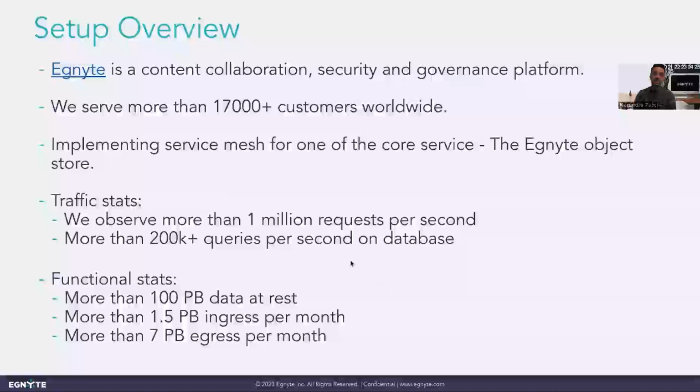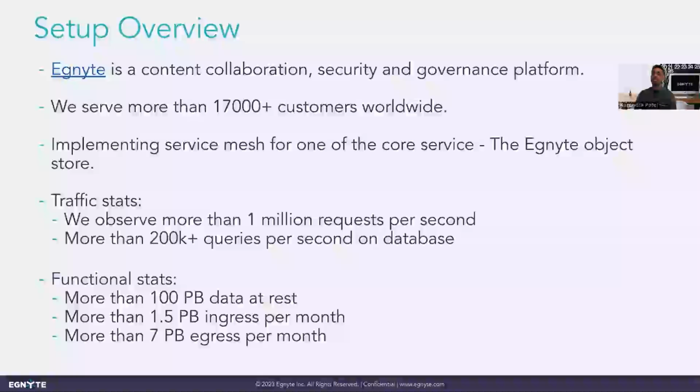Let's have a look at the traffic stats. We observe more than 1 million requests per second for our object store, and there are more than 200 queries per second on the database. This can also be validated via these functional stats. We have more than 100 petabytes of customer data at rest, and we ingress close to 1.5 petabytes of data per month, and egress, or downloads, are around 7 petabytes per month.